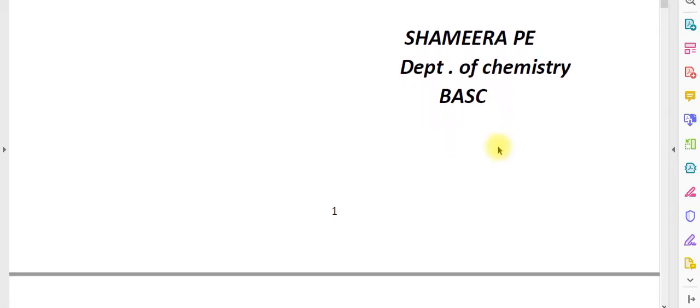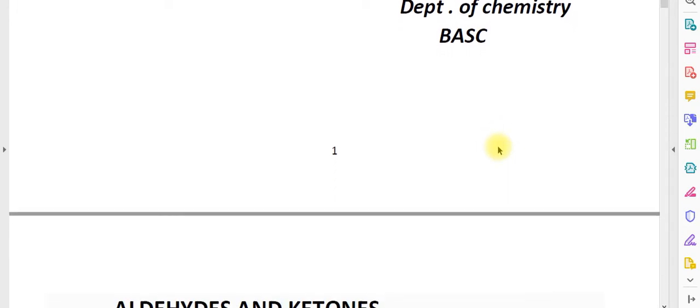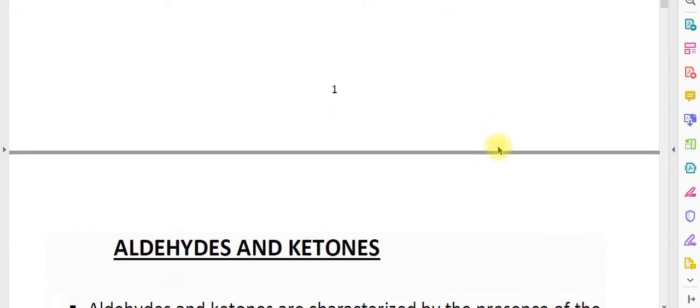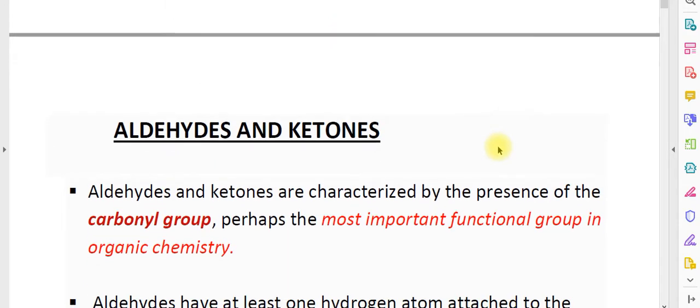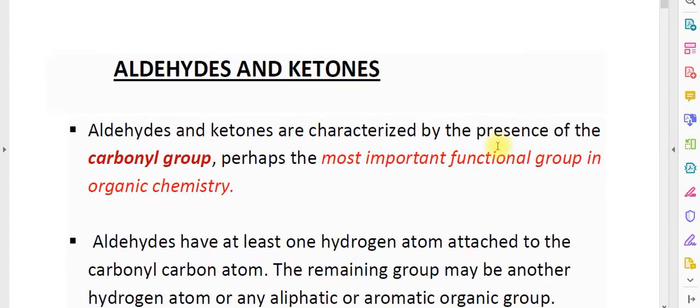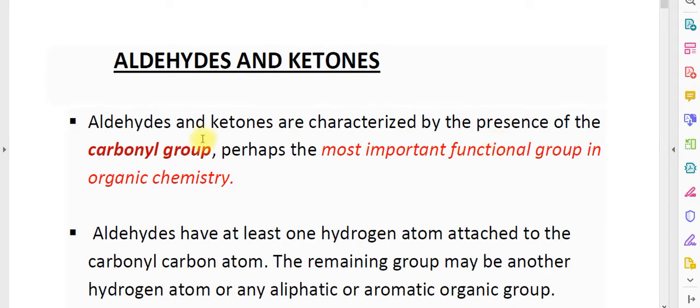Basically this topic, aldehydes and ketones, is already discussed in your +2 levels. So I think many of the reactions will be easy or familiar for you. Anyway, let's give an introduction to aldehydes and ketones.